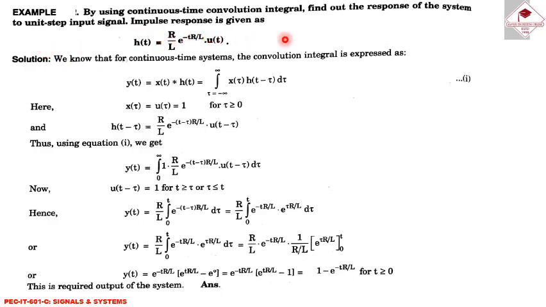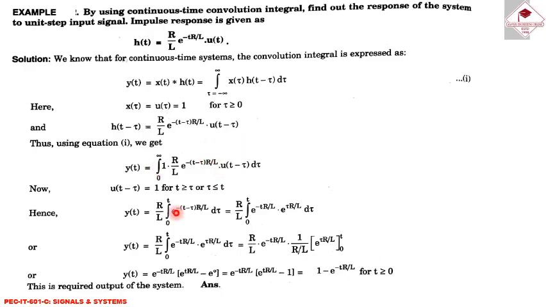The impulse response is given as h(t) = (R/L) e^(-tR/L) u(t). From the formula we can write y(t) = x(t) * h(t) = integral from tau equals minus infinity to infinity of x(tau) h(t - tau) d tau. Now we know that x(tau) = u(tau), which is 1 for tau greater than or equal to 0, and h(t - tau) = (R/L) e^(-(t - tau)R/L) u(t - tau).